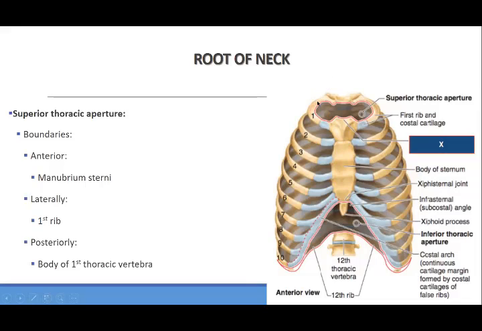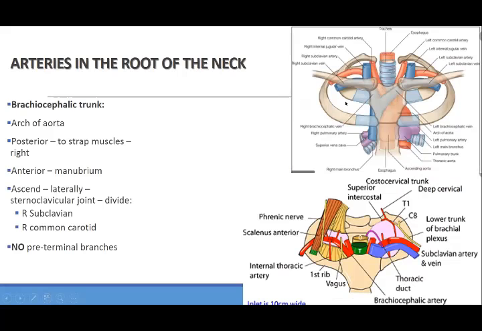Okay, the boundaries you already know. I just repeat it. Starting from the posterior aspect, you have the body of the first thoracic vertebra, the body of T1. Laterally you have the first rib, the inner margin of the first rib, and most anteriorly you have the upper border of the manubrium sterni. This is the manubrium of the sternum. This is the upper border. So the manubrium sterni, the inner border of the first rib, and the body of the first thoracic vertebra make up the superior thoracic aperture.